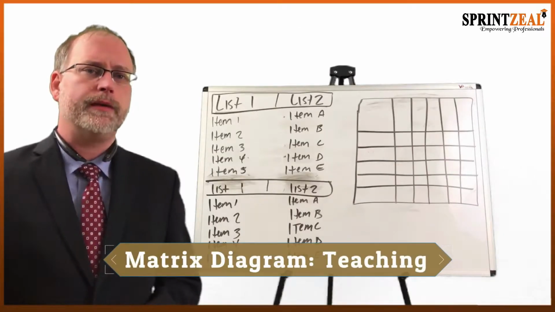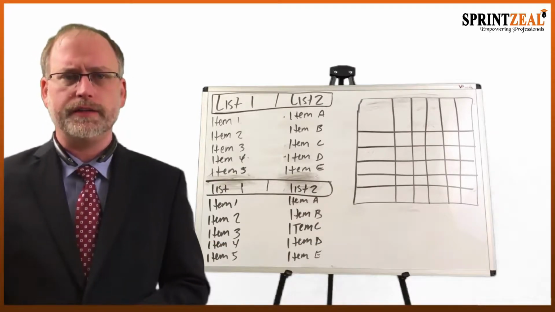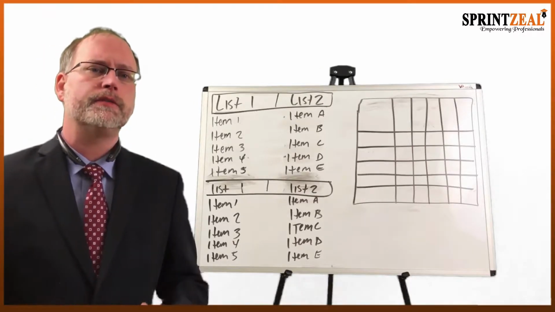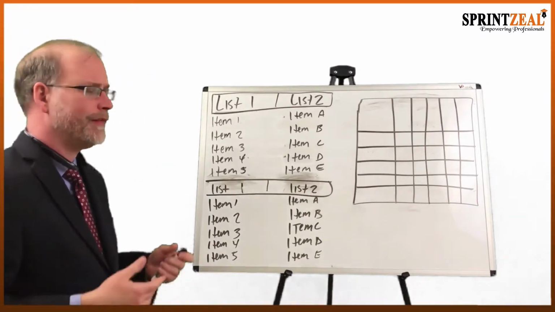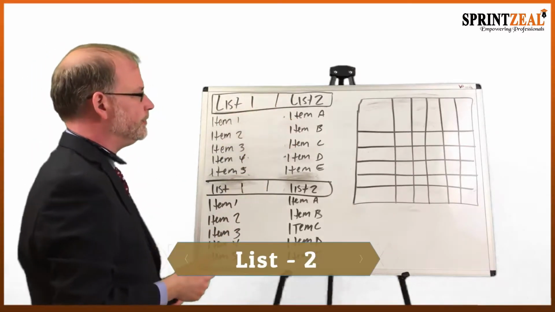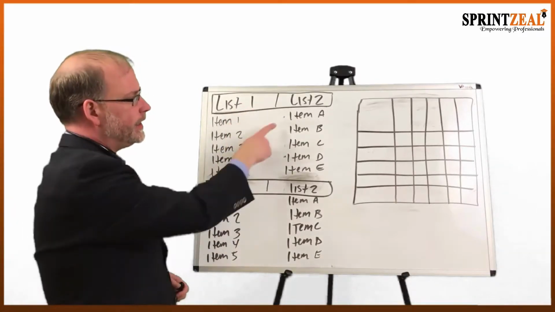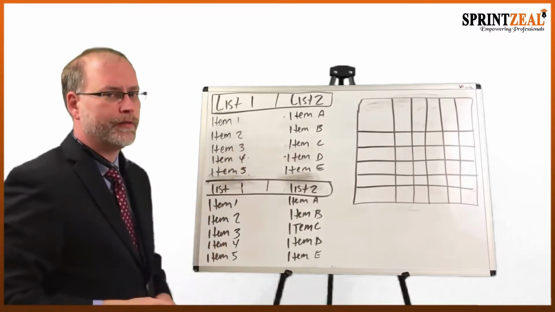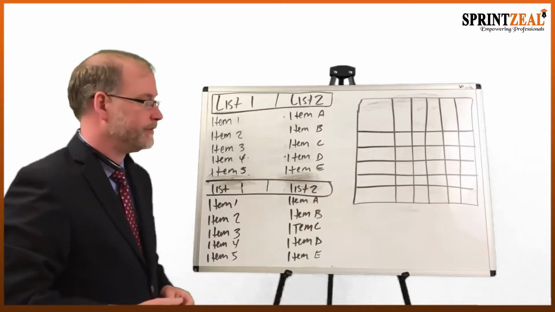So a matrix diagram is a great tool that can be used in something called the house of quality within our define phase. Or it can be separately used to organize the data and evaluate the strengths of relationships between our different data sets. So here I have a couple of different data sets. We have list 1 and list 2. And in list 1, we have items 1 through 5. And then in list 2, we have items A through E. So there's 5 items in each one of our lists. Consider each one of these items a particular data point.